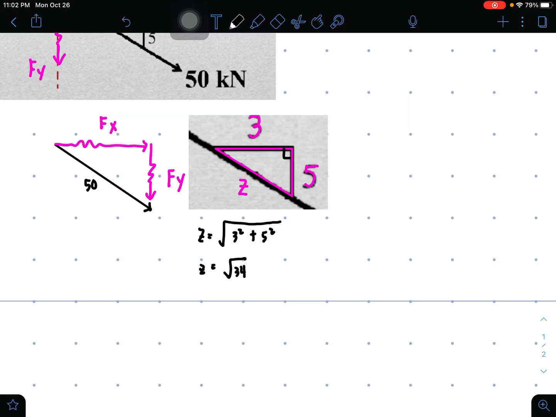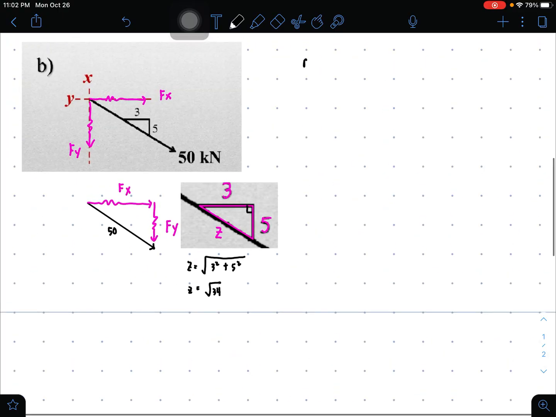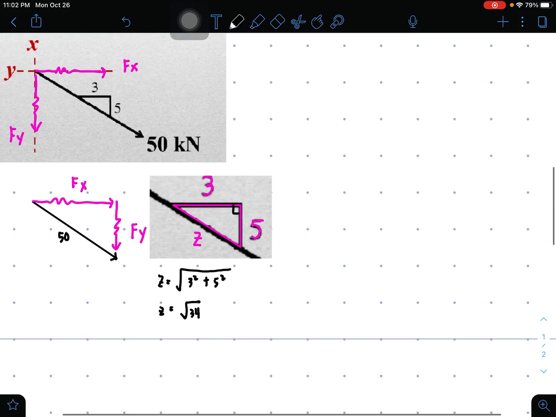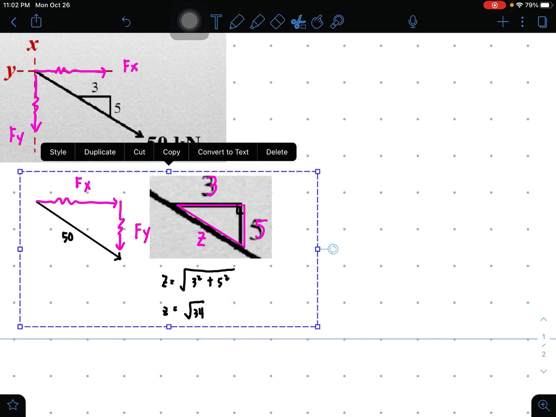So we can now have the ratio and proportion for us to be able to solve for Fx and Fy. By ratio and proportion, actually there are two ways of solving this problem. It's either using the triangle or using the inclination of the 50. Since we're using the ratio and proportion, I'll just transfer this.